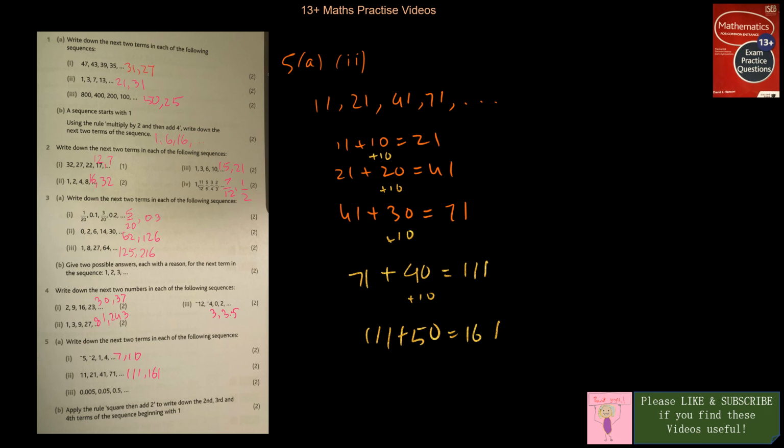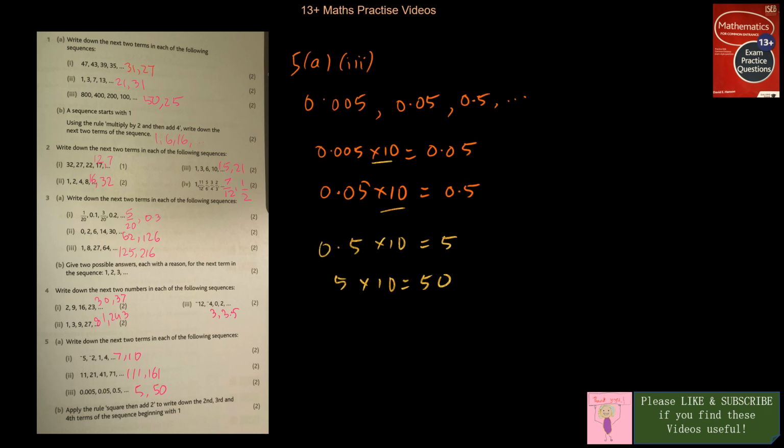So 21 plus 20 is 41. 41 plus 30 is 71, because I'm adding 10 more here. So 20 plus 10 is 30, and 30 plus 10 is 40, and so on. And then 71 plus 40 is 111, and 111 plus 50 is 161. That's the way I would do it. So 111 and 161 are the next two terms.